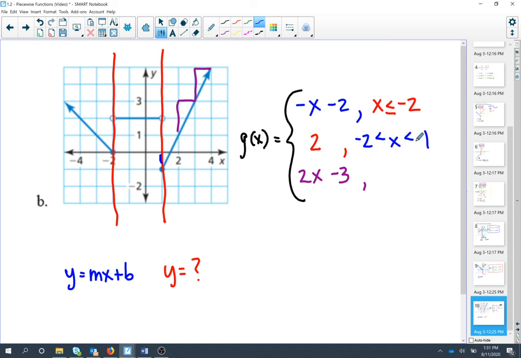We're good to go. And then last but not least, we've got from 1 out. So this guy is when x is 1 or bigger, so x is greater than 1. And then it's a closed dot, so we're going to make it equal to. And there's our function.